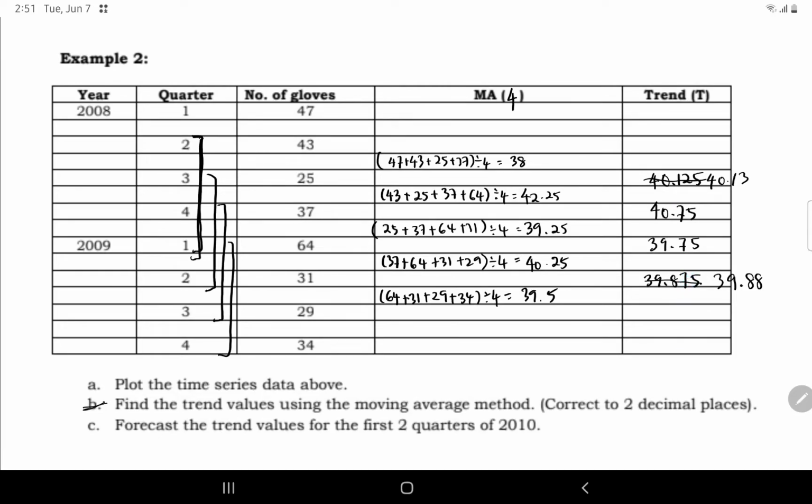And then to answer question C, okay, kita nak fokus, kita nak ramalkan trend value untuk first 2 quarters of 2010. Nah, dekat sini tak ada 2010. So kita nak ramalkan apa yang terjadi dekat 2010 dekat first 2 quarters, quarter 1 dengan quarter 2 of 2010. Okay, so we need to use a formula in the slide before, slide yang sebelum ni yang saya tulis formula dia.